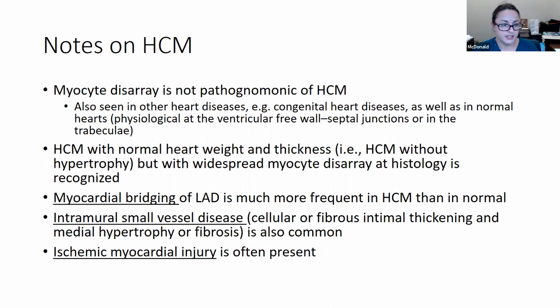Also, it's important to recognize that hypertrophic cardiomyopathy might have a normal heart weight and thickness, but histologically there's widespread myocyte disarray. So you need to think about it even if there's not those gross signs of hypertrophy. Other things they point out is that myocardial bridging is much more frequent, as well as intramural small vessel disease. And you have to remember that all of these cardiomyopathies can have other things superimposed on top, and ischemic myocardial injury is one that's often seen along with hypertrophic cardiomyopathy.